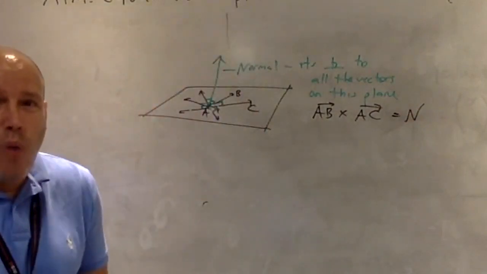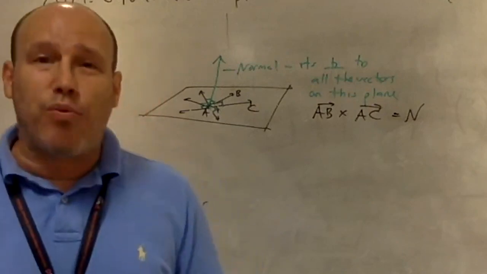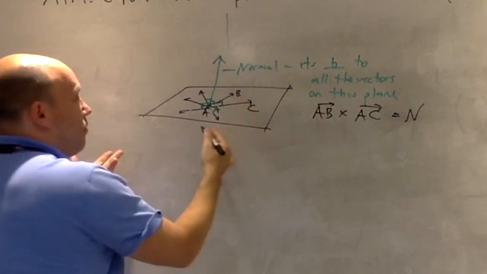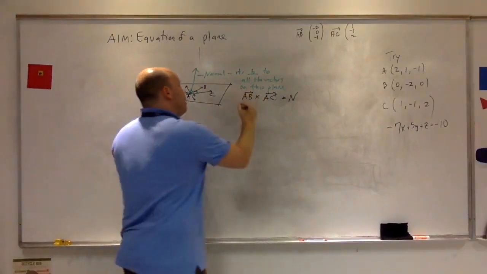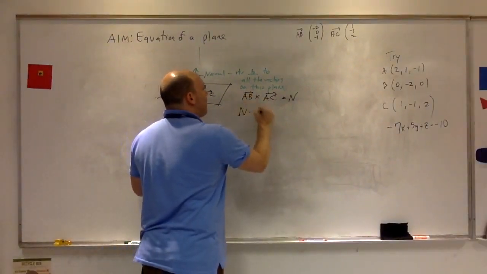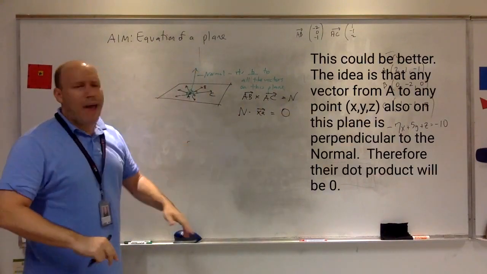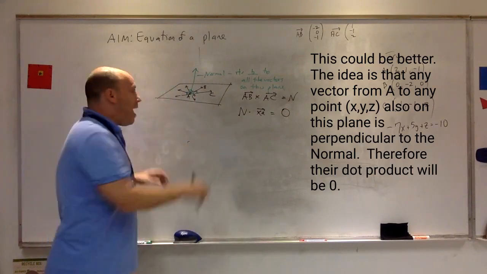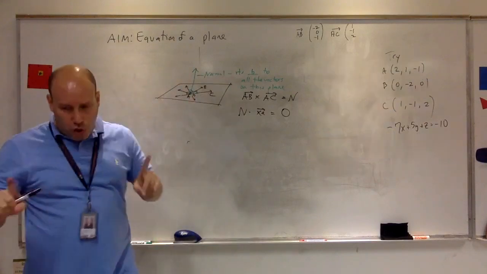Next, what's the relationship between two vectors that are perpendicular? Their dot product is zero. So the normal dotted with vector XA is equal to zero. What do I mean by XA? I mean a variable point and A, because what I started with is that A goes to any vector. So let's get this down.